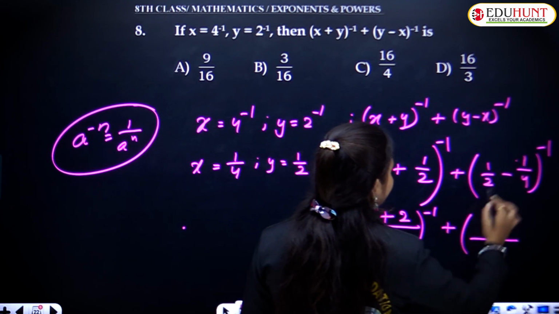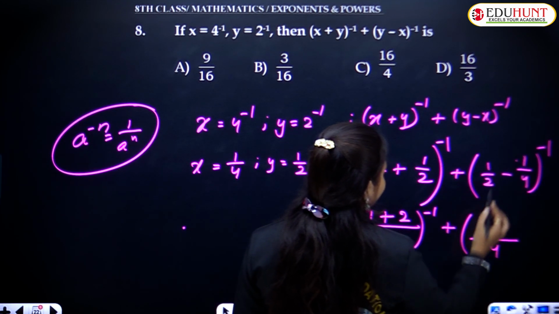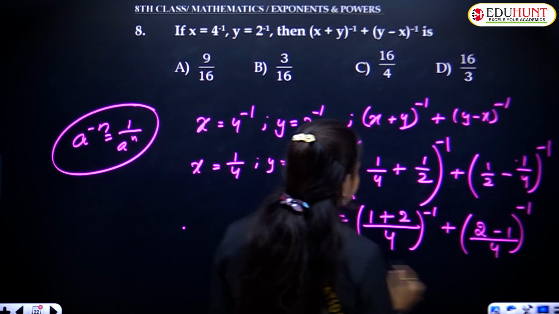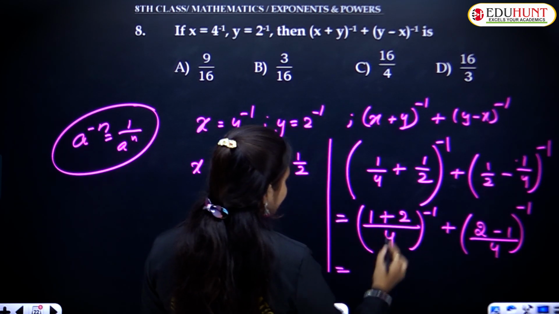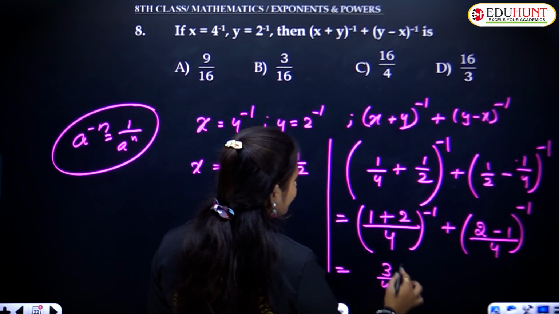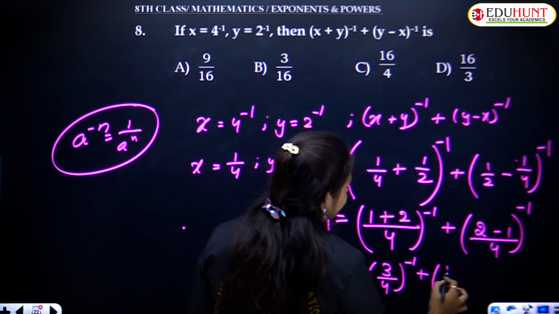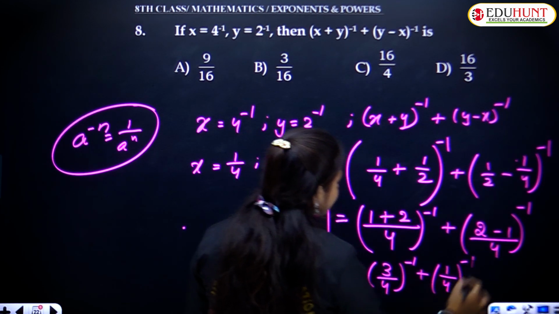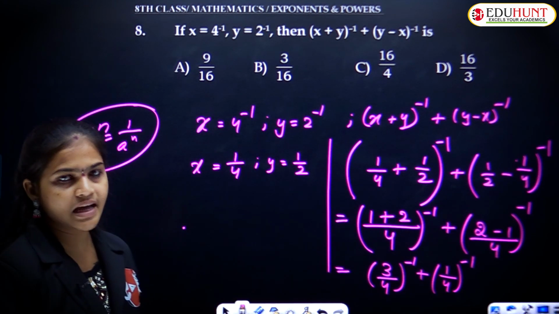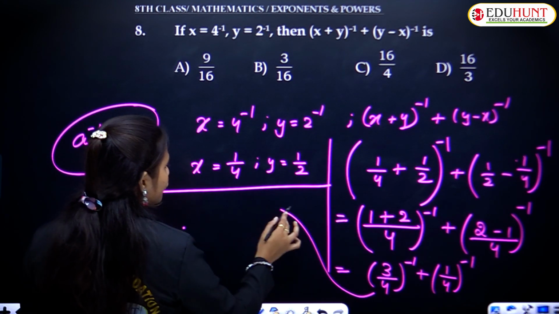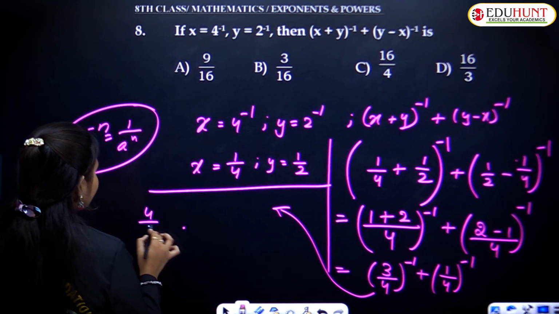Plus again here, the LCM is 4 and here 2 is there, no? So (2 minus 1) whole inverse. Which is equal to (1 plus 2 is 3 by 4) whole inverse plus (2 minus 1, that is 1 by 4) whole inverse. So (1 by 4) whole inverse, how can we write this one? So (3 by 4) whole inverse is 4 by 3.